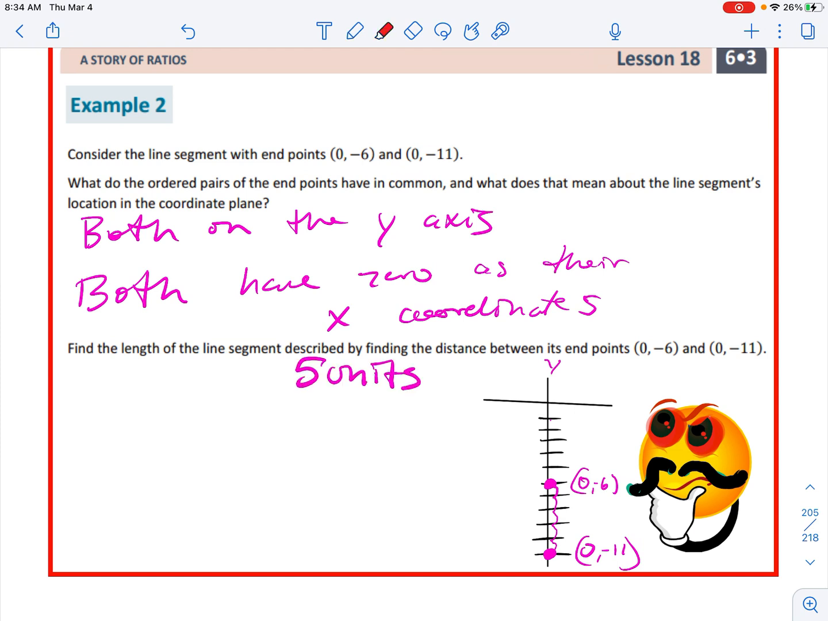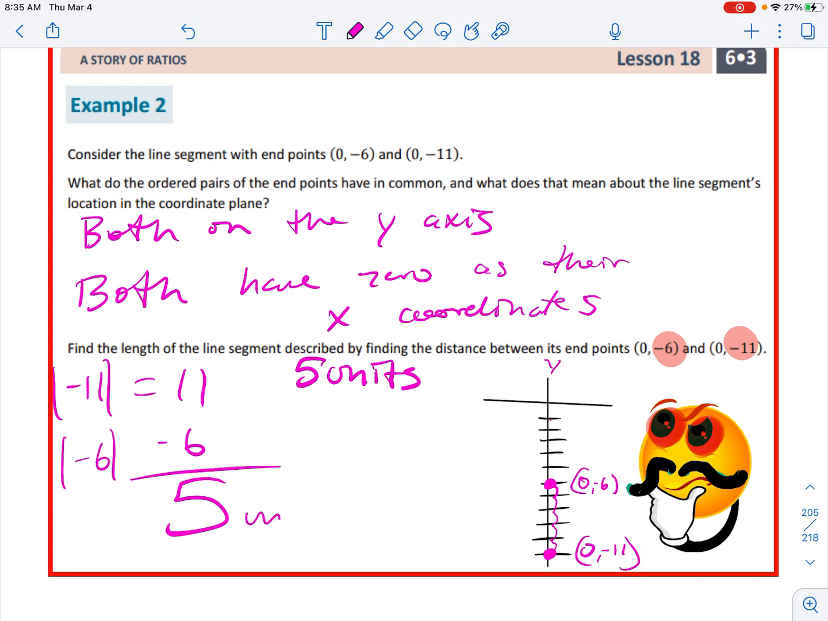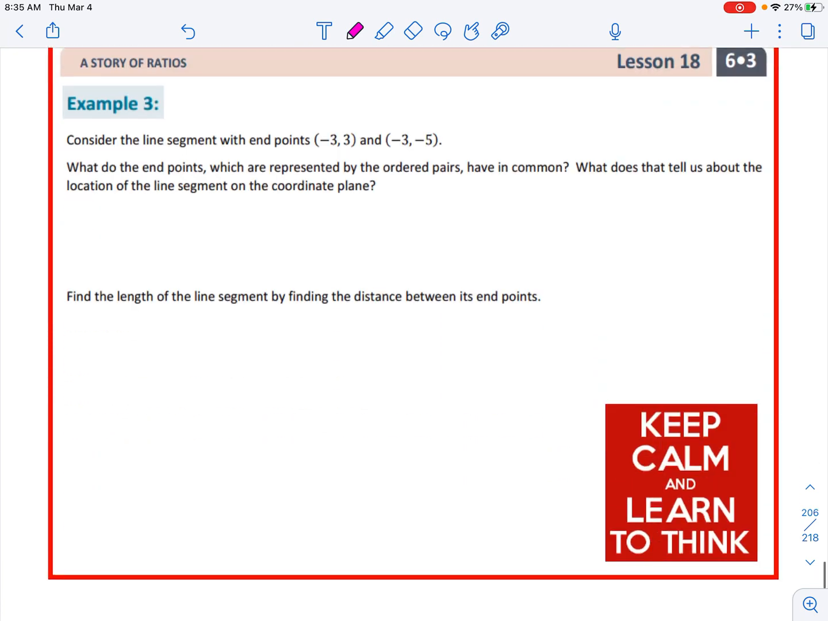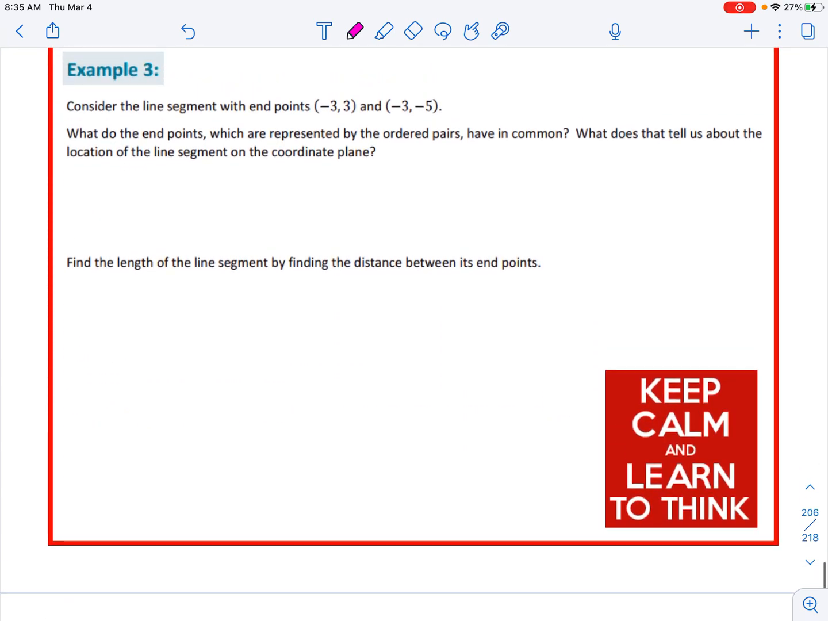Another way we could have solved this is finding the absolute value of -6 and -11 and subtracting, because they are on the same side of 0. So the absolute value of -11 is 11. The absolute value of -6 is 6. We subtract 11 and 6 and we get 5 units. So either way you do it is fine with me, as long as you get the correct answer for the distance.